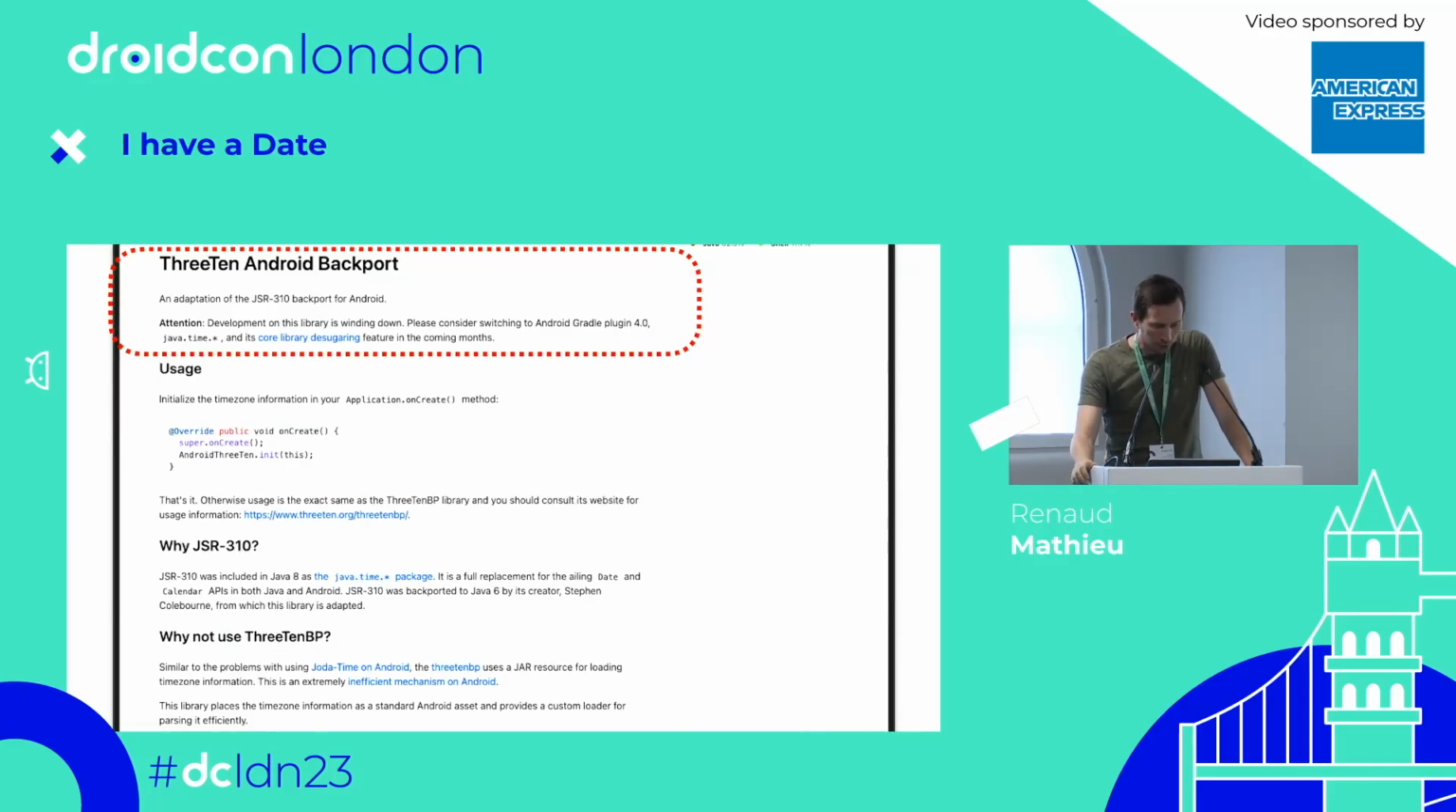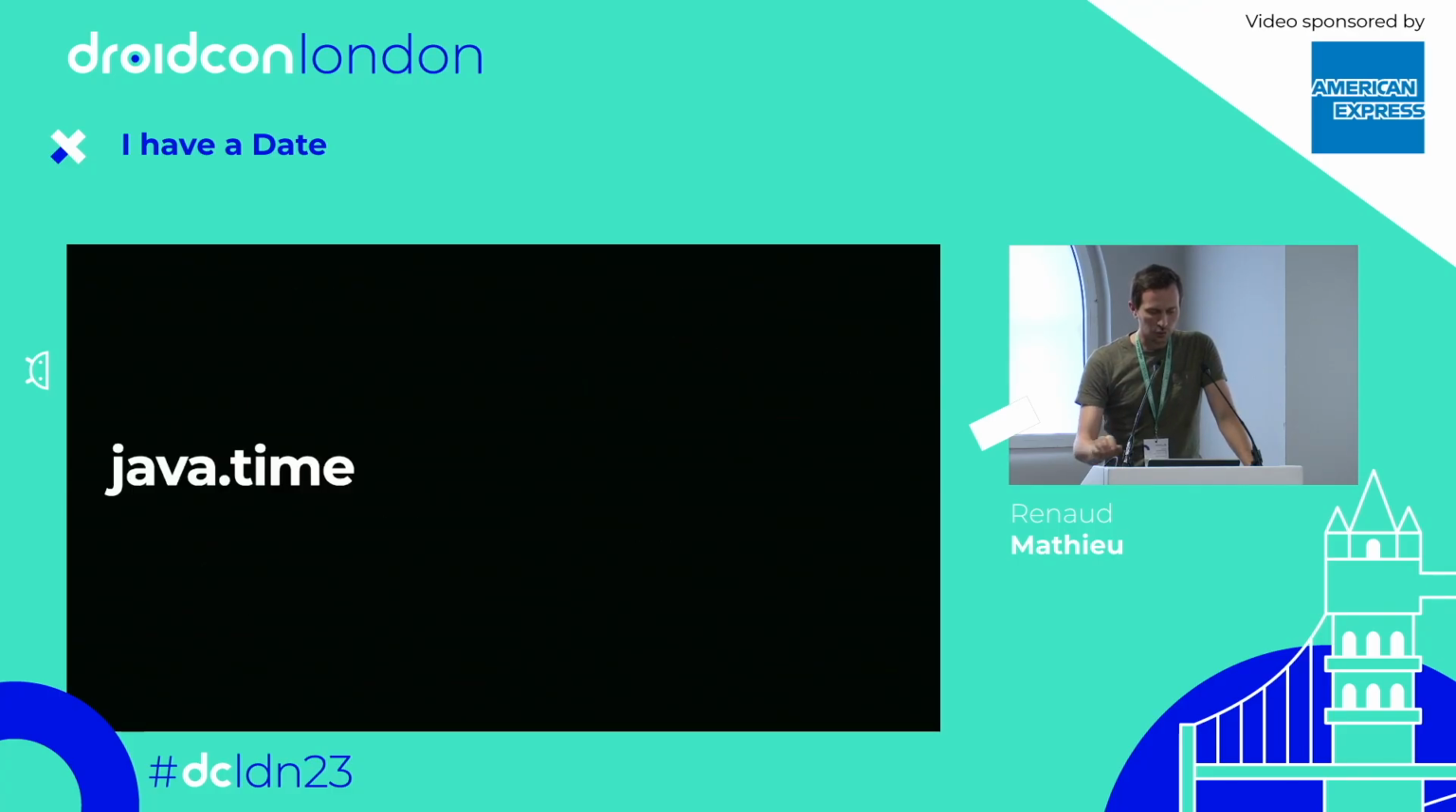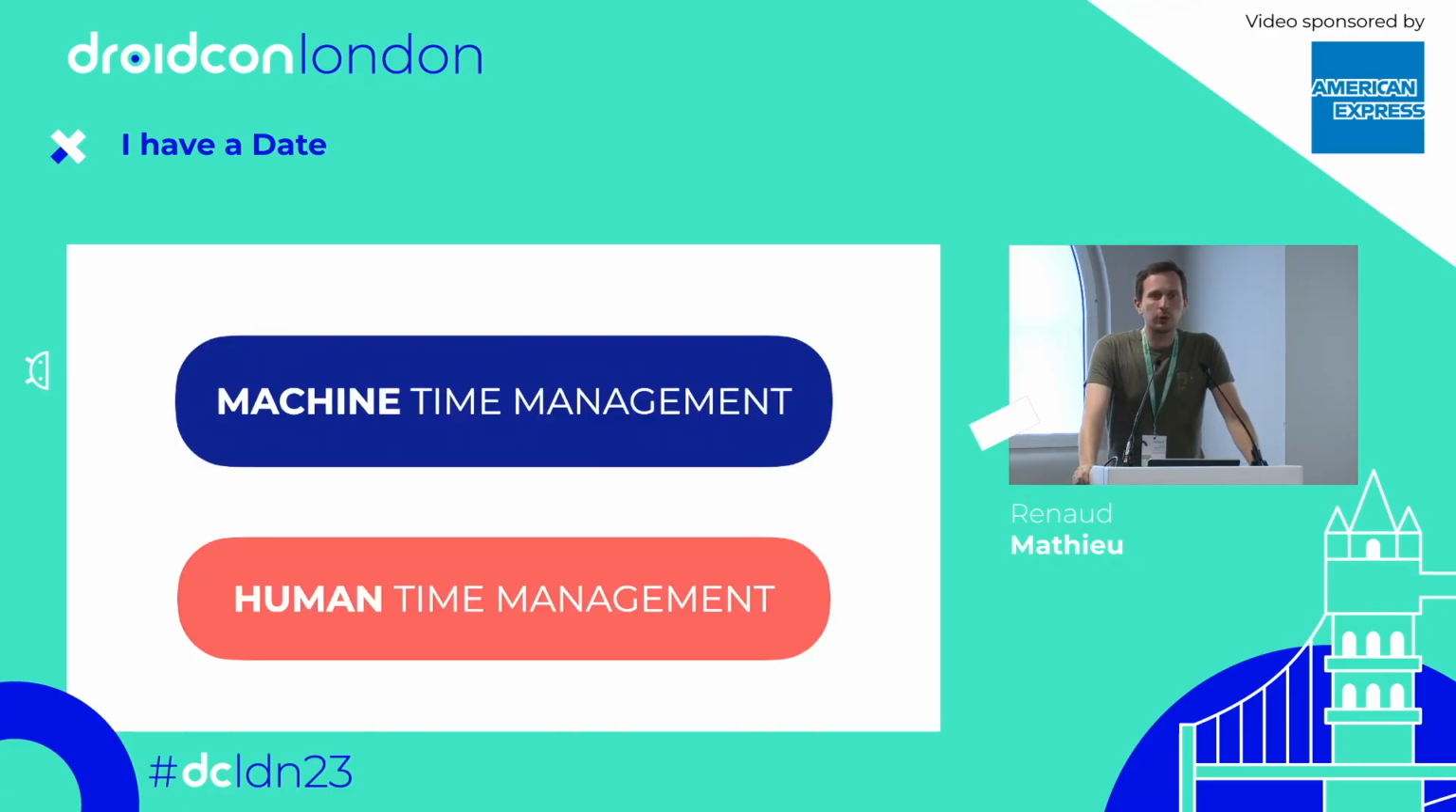So it's a backport, and what I was saying is that, and we are going to move toward this, please use java.time now. So that's perfect. It's the Java time. So let's explore what we should be using now. I was mentioning this machine time management, the human time management. This representation can be done into these two models.